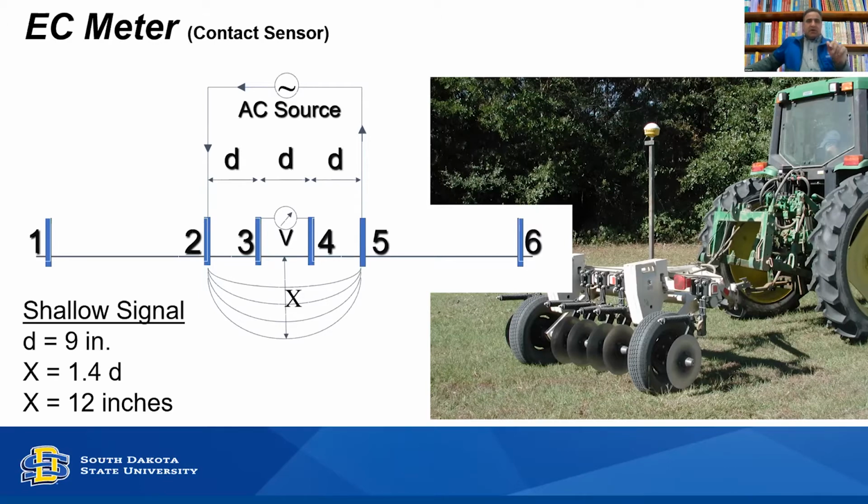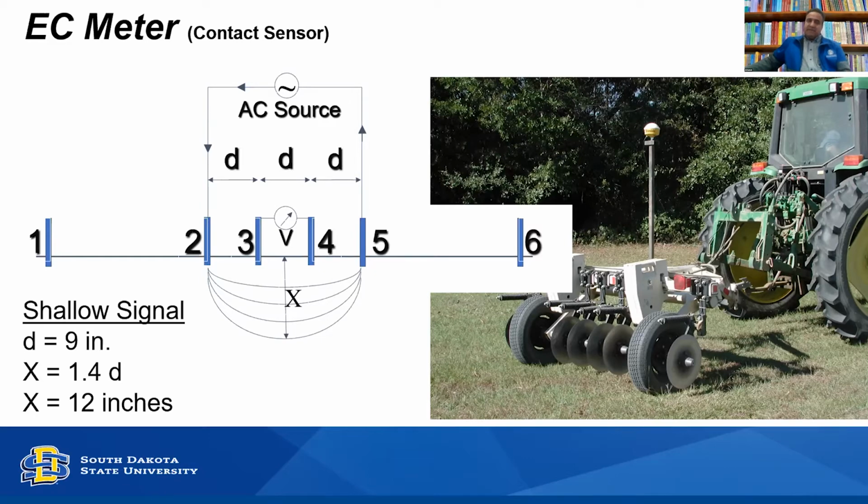This is a contact sensor with coulters. We have 6 coulters here. With coulters 2 and 5, we send electrical current and we read it on 3 and 4. And the question is, then why do we need 1 and 6?